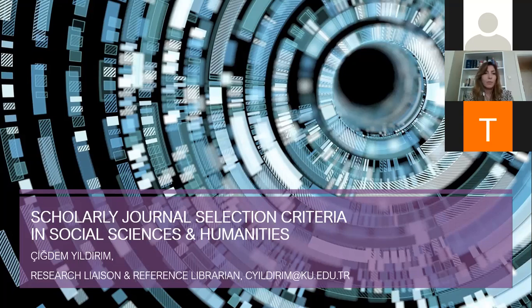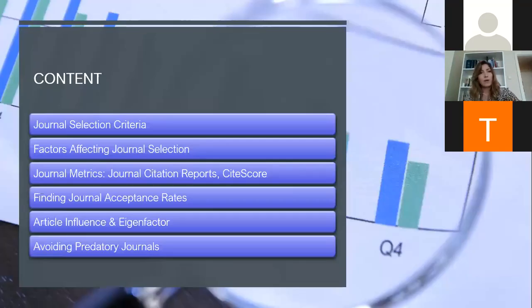The increasing number of journals makes it difficult to decide the right venue for publication submission nowadays. This becomes more complicated as the selection criteria may vary from one discipline to another. Therefore, in this presentation, first, I'm going to talk about journal selection criteria and factors affecting journal selection, among others. And then I'm going to introduce you to journal metrics tools, Journal Citation Reports and CiteScore, that you may benefit from to find some key indicators about scholarly journals in your discipline. In the next step, I'm going to show the ways to get journal acceptance rates, Article Influence, and Eigenfactor metrics.